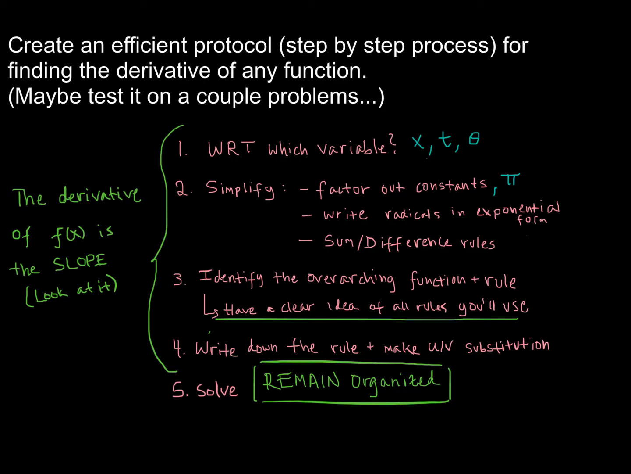The next thing I do once I've got that squared away is identify the overarching function/rule. And this is important, right? If overall you just have a quotient of two functions, you know you're going to apply the quotient rule, and that anything else that you do will be within the quotient rule, right? If you see that you have a situation like sine of e to the x, you know that you're applying the chain rule because you're taking the sine of another function.